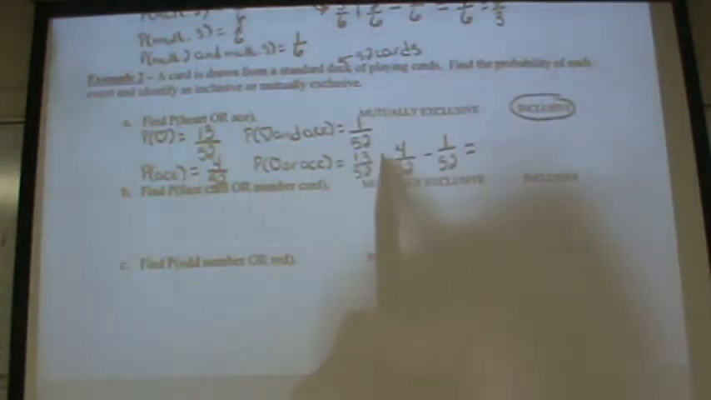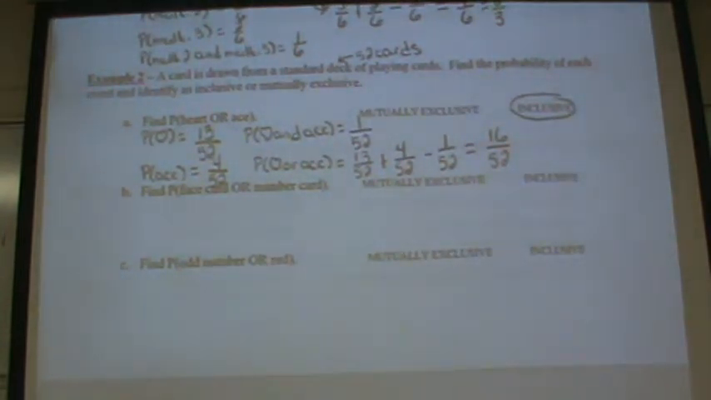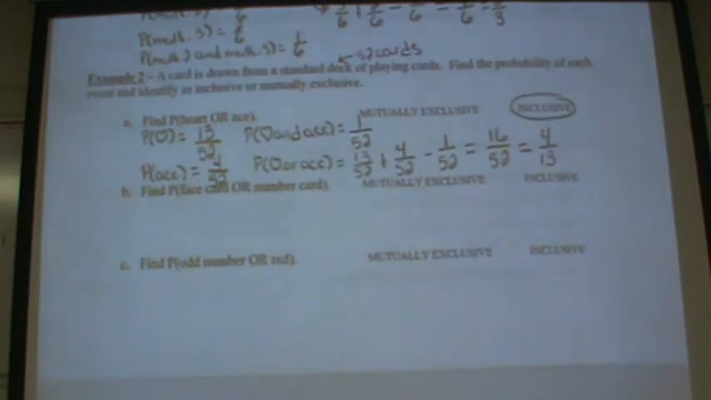So when we add these, we get 17 over 52 minus 1 over 52. So you get 16 over 52. We can reduce this fraction, and it becomes 4 over 13. So you have a 4 out of 13 chance of drawing a heart or drawing an ace.